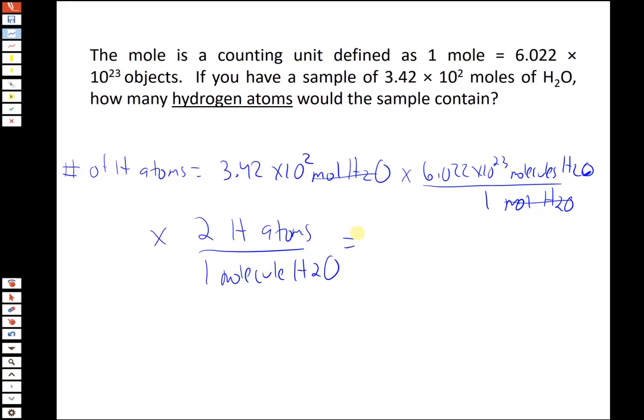So when we multiply these numbers out, we get a huge number, and then in scientific notation, let me make sure I get this right. 3.42 times 10 to the second times Avogadro's number times 2, and then we're going to divide that by, okay, good. So three significant figures in this answer: 4.12 times 10 to the 26.